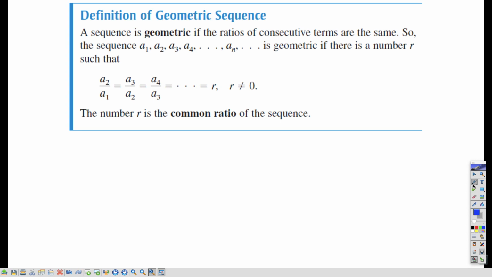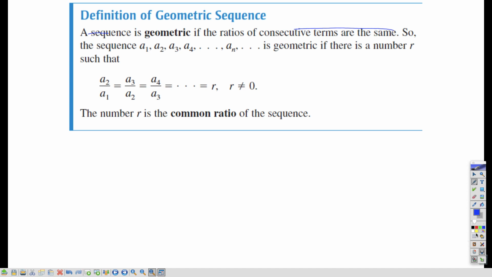What's ratio mean? What is a ratio? One number on top of another. Yes, it is a fraction. Evidently, we'll just highlight. It's not going to work up there. Okay, a sequence is geometric if the ratio of consecutive means what? Like text, right? Right next to each other, terms is the same.